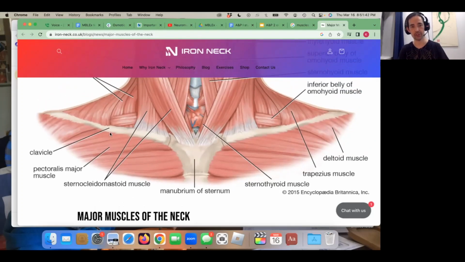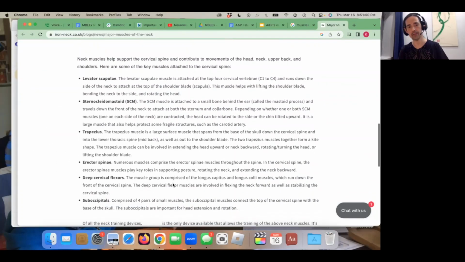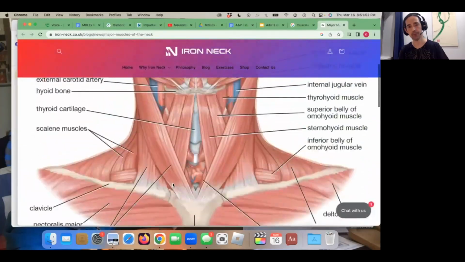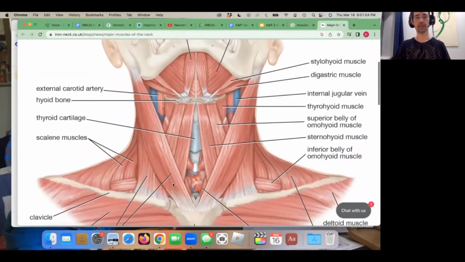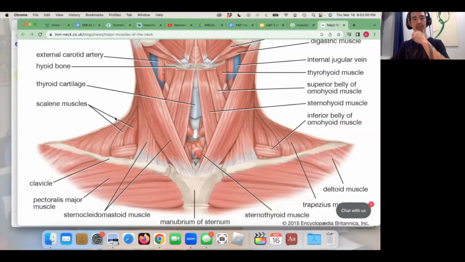Just below the clavicle and all along the sternum, we see the pectoralis major muscle. We'll go over the other pecs and the subclavius muscle in a moment. This big muscle that you see on top, that's the trap. That's the one that shrugs the shoulder. And over here is the deltoid muscle.